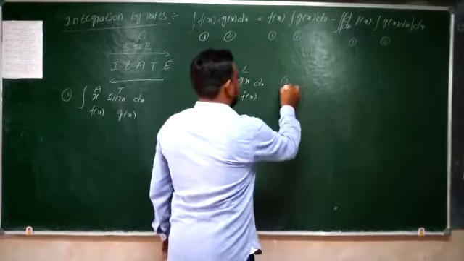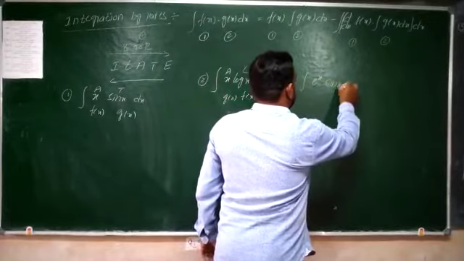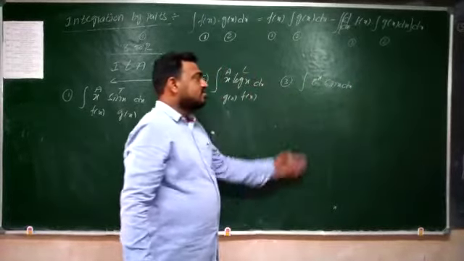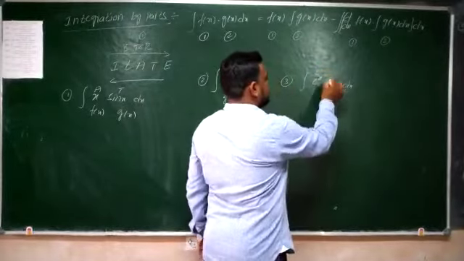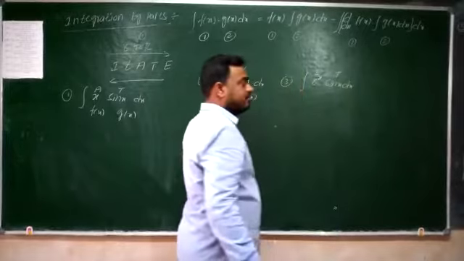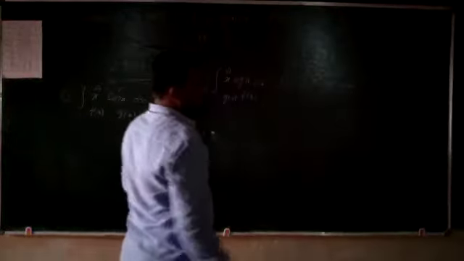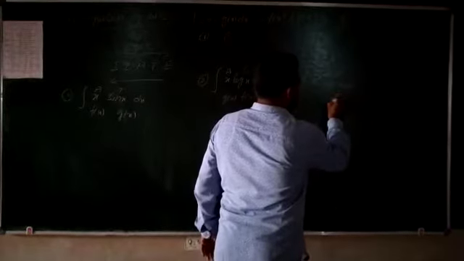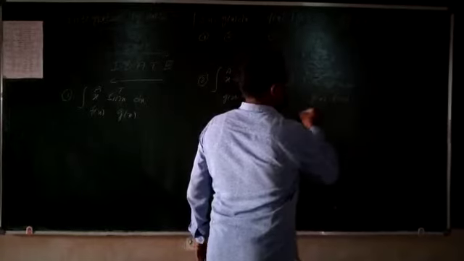One more: integration of e power x into sin x dx. In this, what is the first function? e power x is an exponential function. Sin x is a trigonometric function. Which is first in this order? T is first, so sin x is f of x, and e power x is the second function, g of x.